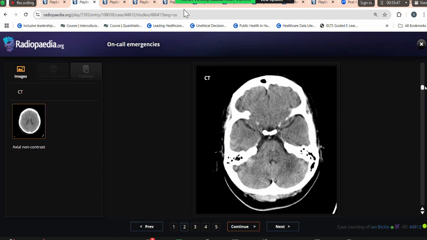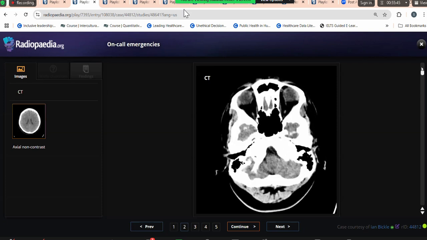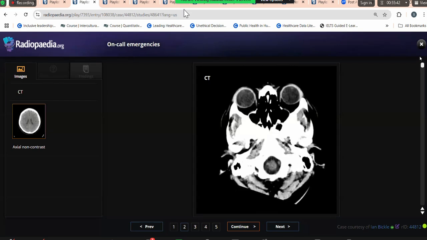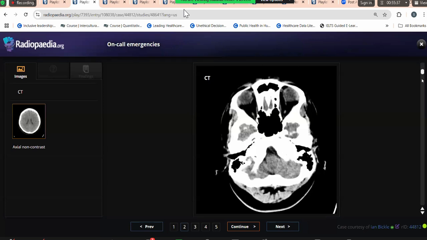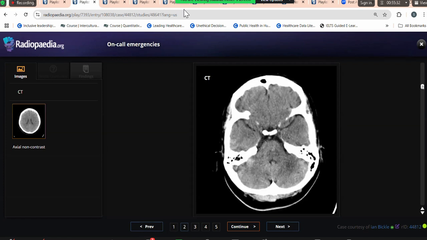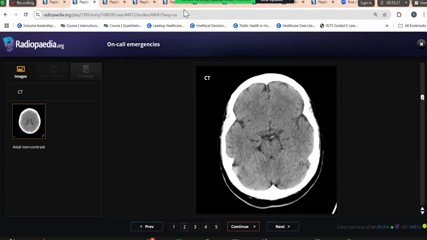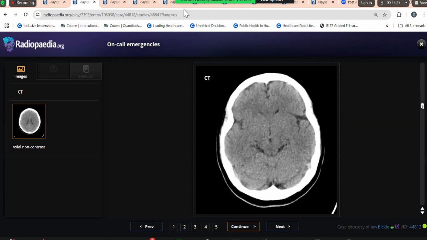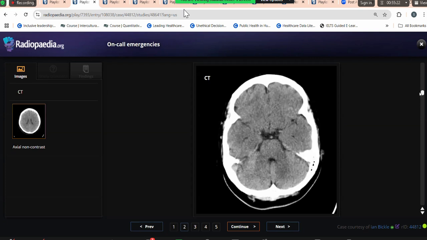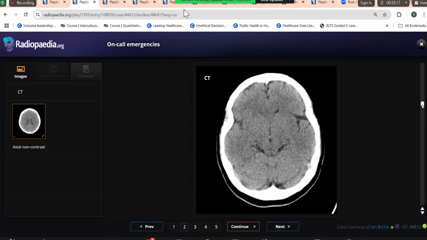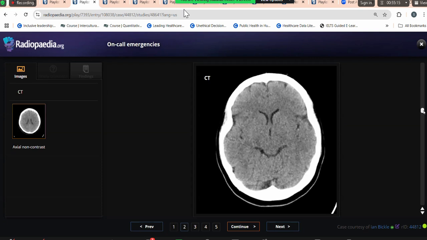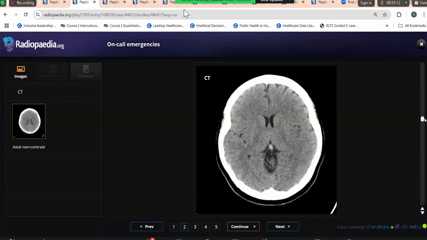To see if there is any other pathology. There is no evidence of midline shift. The brainstem structures look normal. There is faint hyperdensity within the basilar artery, but no evidence of any area of infarction or gray-white matter differentiation is appreciated.